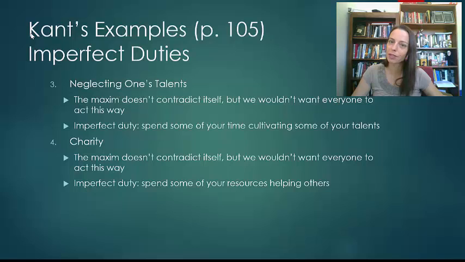Again, because it's an imperfect duty, we don't have to help every single person that we encounter who needs help all the time. But we should help some people some of the time, because otherwise we would have this world that we just decided we don't want, which is a world where nobody helps each other out. So we have two examples of perfect duties. Those are never to commit suicide and never to make a false promise. You're never allowed to do those at any time because they would require you to be the only one to really do them. And then we have two examples of imperfect duties, neglecting your talents and being charitable. These are things that you need to do some of the time.